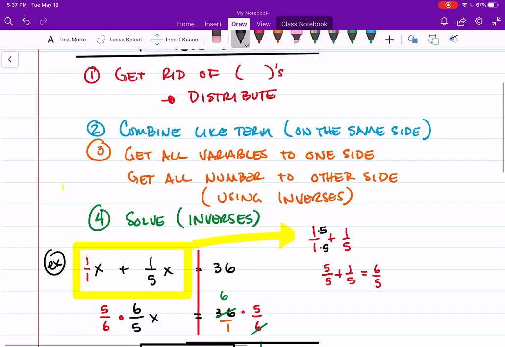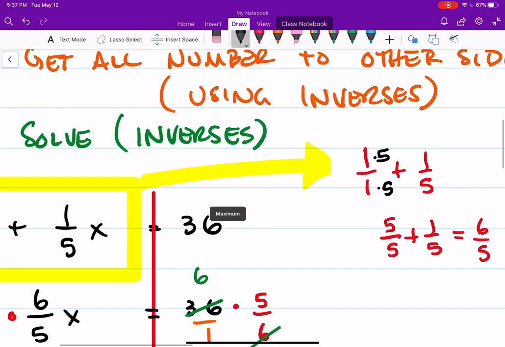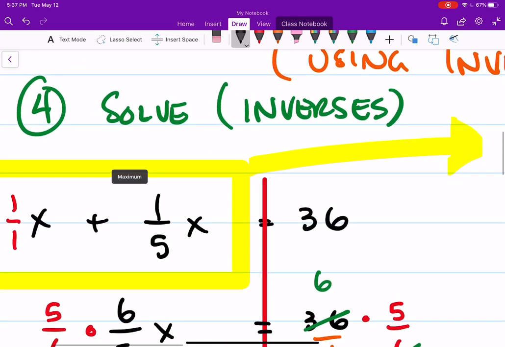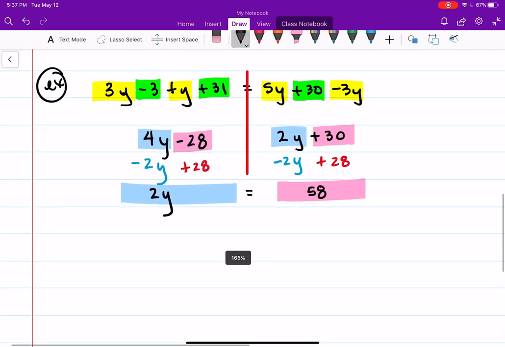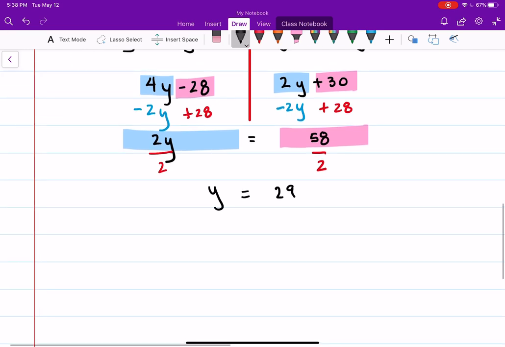So I probably should have written here, when we get all the variables to one side, using additive inverse, while solving would probably be more of the multiplicative inverse, okay? All right, so now what do I do? Now I'm going to divide by 2, so that I have y is equal to, anybody? 29? Is it? Yes, it is. Yes, sirree. There we go.